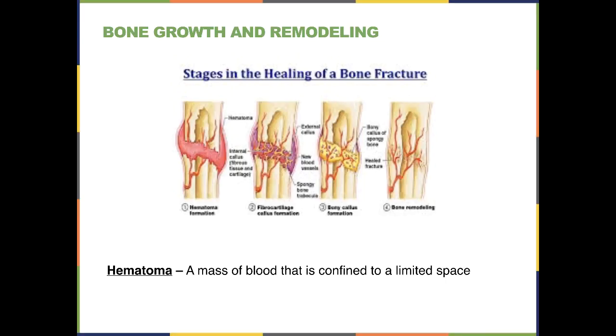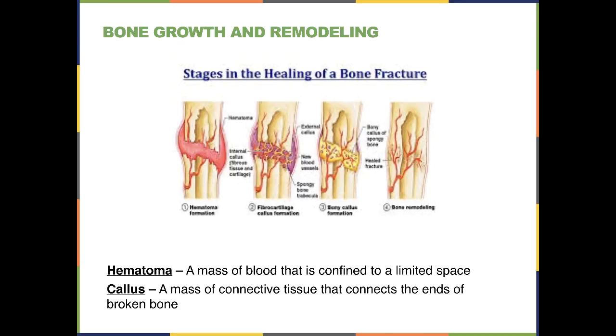At the next point, you have what's called the formation of fibrocartilage callus. And a callus is a mass of connective tissue that connects the ends of the broken bone. And so this connective tissue grows in from each broken end until they meet in the middle. And then if you look at number 3, this callus becomes more dense and more stable. And then lastly, the process of remodeling occurs and fixes or remineralizes the area and heals the bone.